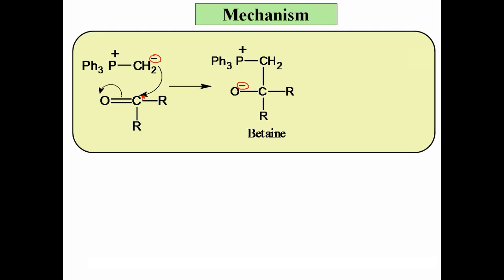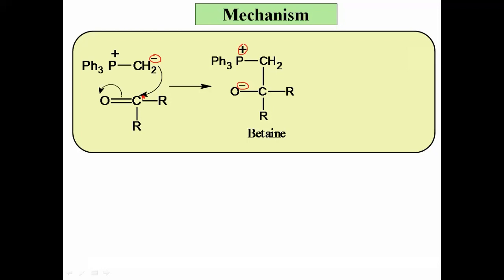Now this betaine intermediate undergoes cyclization. Here, oxygen has a negative charge, which means there is an electron pair. Now, what happens? This electron pair of oxygen forms a bond with phosphorus, because phosphorus is electron deficient, having a positive charge.